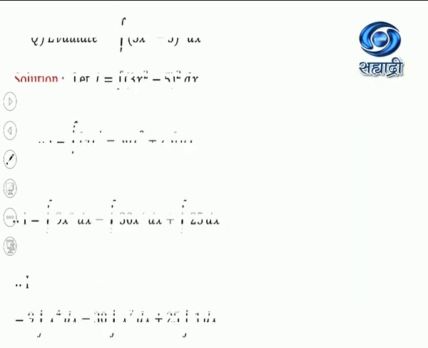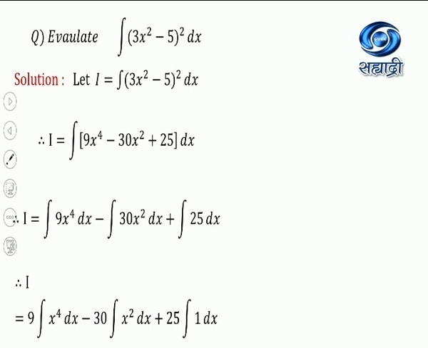Now let us move on to the next example. Integration (3x square minus 5) the whole square dx. Here it is (a minus b) the whole square, students. So we can easily expand the bracket by using (a minus b) the whole square equal to a square minus 2ab plus b square. So we get 9x raised to 4 minus 30x square plus 25 dx.